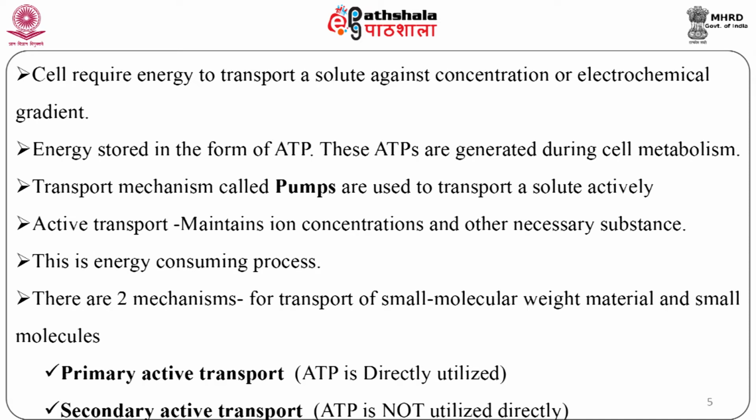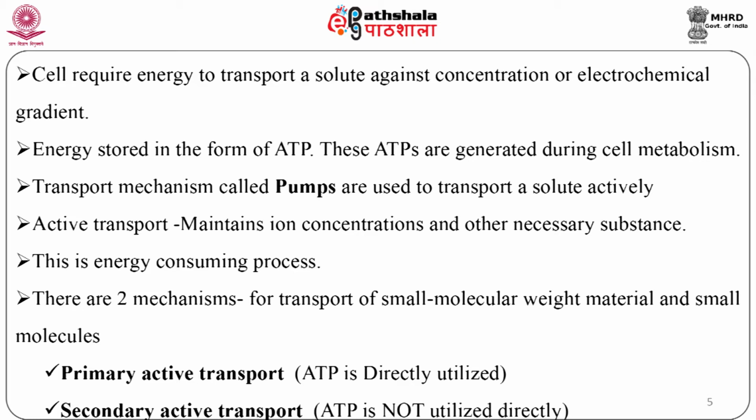Small substances are constantly passing through the plasma membrane. It keeps on fluctuating the electrochemical gradient of a cell. Therefore, a cell needs to spend energy to move substances against the concentration gradient or electrochemical gradient. This energy is gained from hydrolysis of ATP, which is generated through the cell's metabolism. Active transport maintains the concentration of ions and other substances using ATP as an energy source.